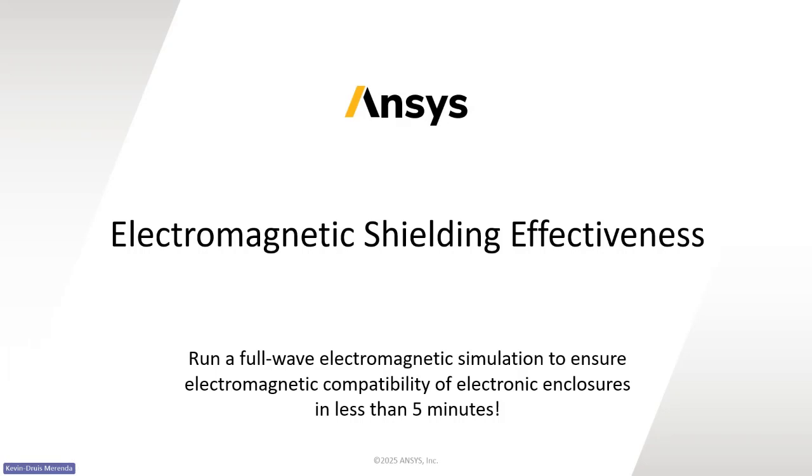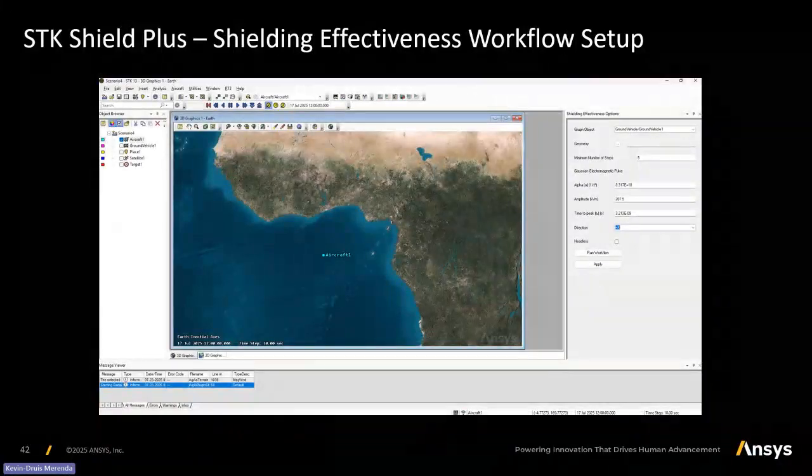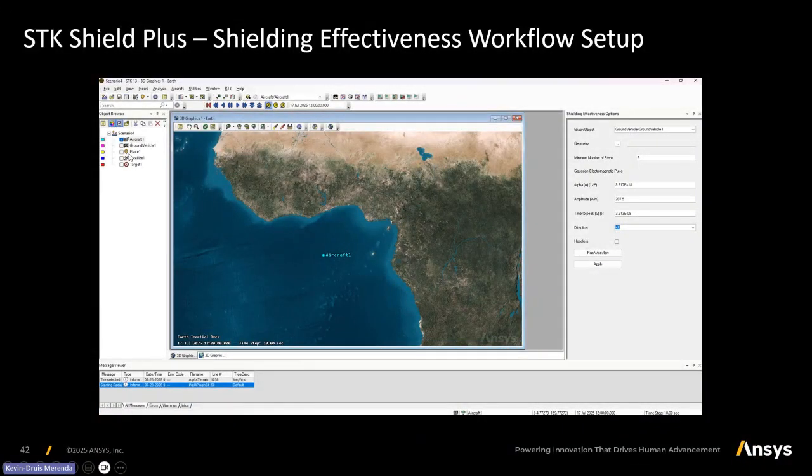The next workflow I want to tackle is the electromagnetic shielding effectiveness workflow. So we're running a full wave electromagnetic simulation to make sure that we have an electromagnetically compatible enclosure based on some various environments that you may be exposed to. We'll use the aircraft in our scenario.